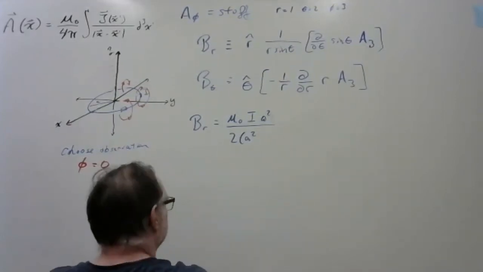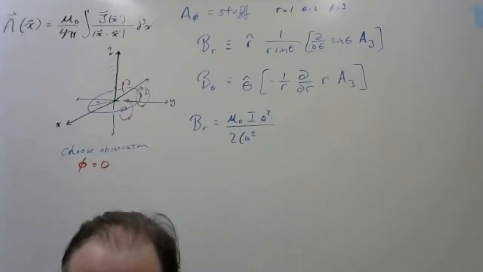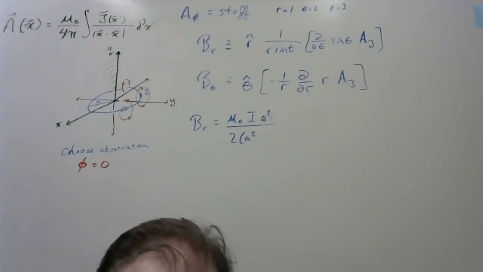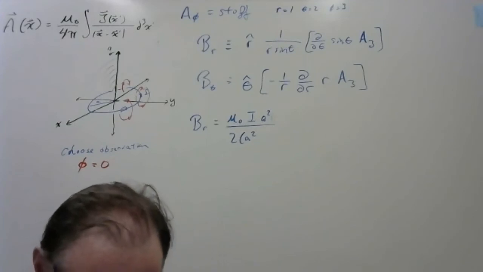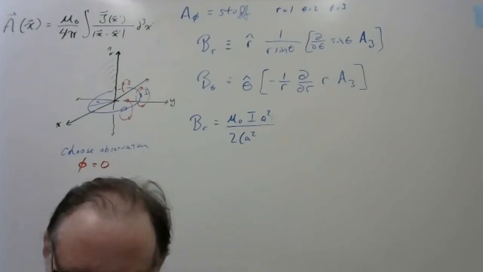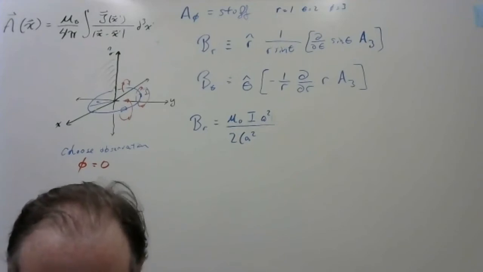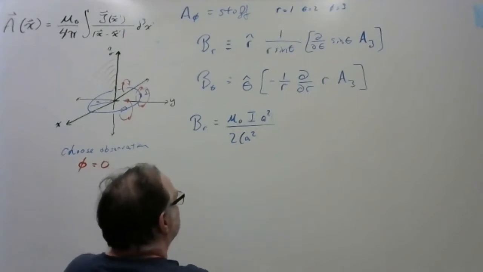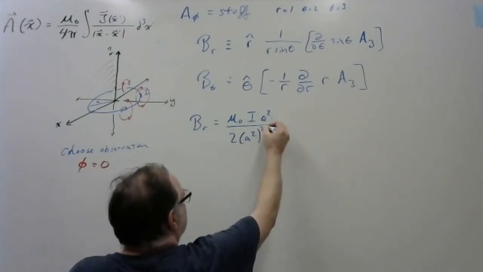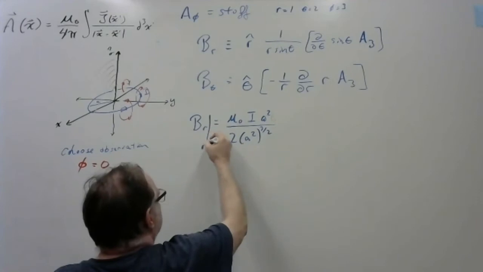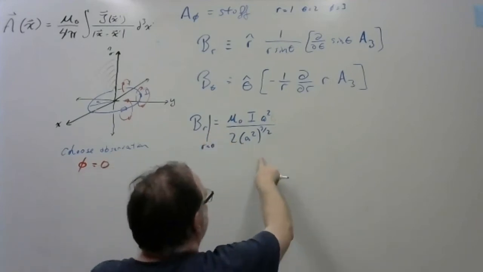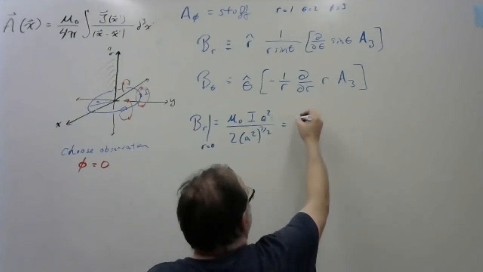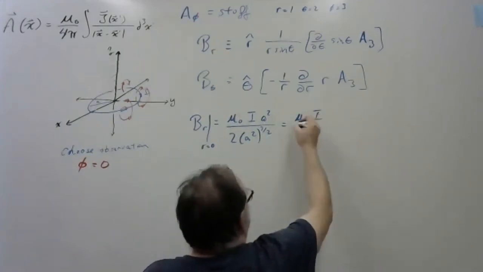Erase all this stuff. Oh, now I forgot my... where'd it go? It's fine, I'll find it. All right, so there it is. So a squared, this is 3/2 power. This is a little easier. So at r equals 0, our magnetic field points upward, and you basically get mu naught I over 2a.